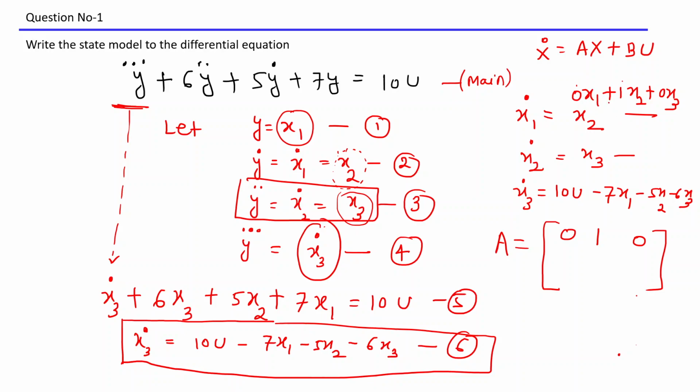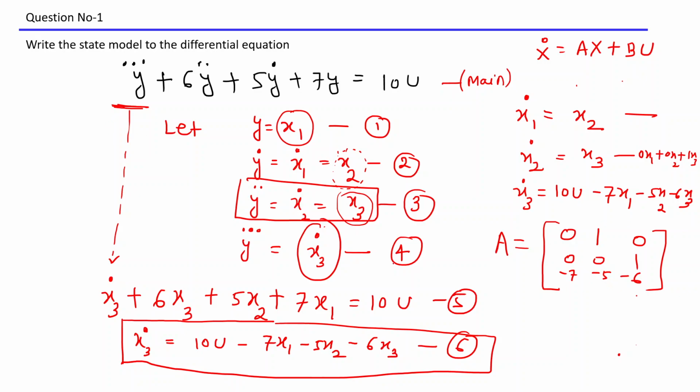Okay, similarly you write down x3. X3 is what? You can write down 0x1 plus 0x2 plus 1x3. Okay, so this will be 0 0 1. Like that you have to write the coefficients. Now here in x3 star, what are the coefficients? Minus 7, minus 5, minus 6. These are the coefficients of the A matrix you got.